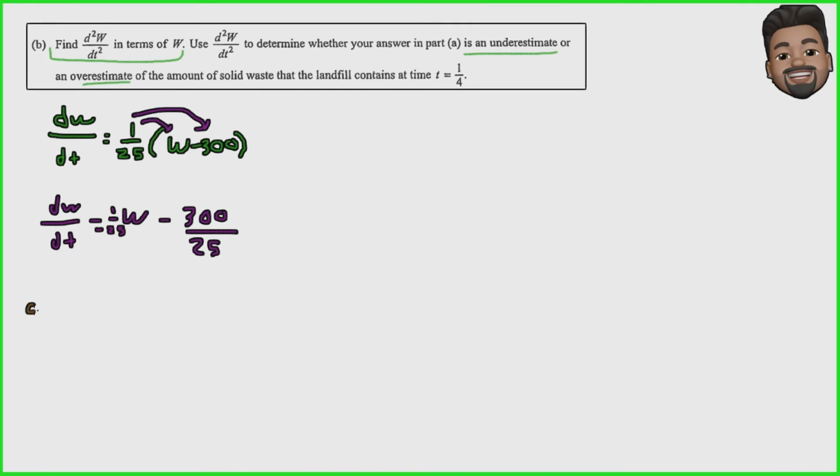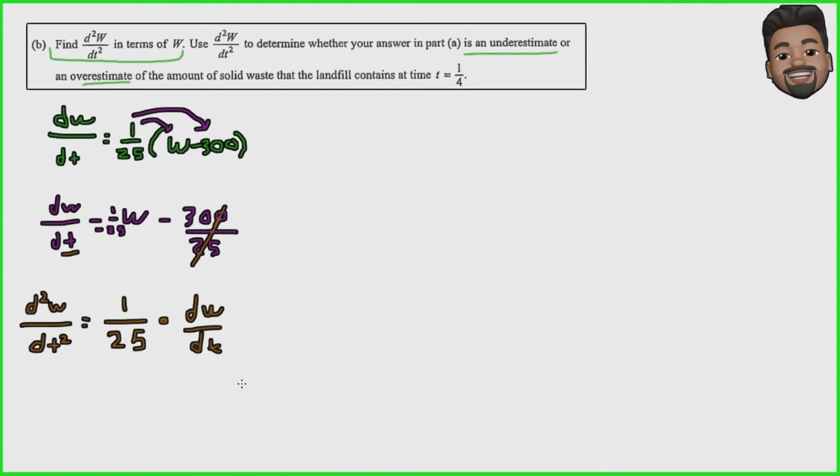Now we're going to go ahead and take our second derivative. The reason I wanted to distribute this is because the 1 over 25 is just a constant. If I write this out with respect to t, you're going to notice that the derivative of 300 over 25 is 0. Now, keep in mind that this is with respect to t. There is no t variable, so when I take the derivative of W, this is 1 over 25, just a constant, times the derivative of W, which would not be 1 because it's not with respect to W, it's with respect to t. So this is going to be dW over dt.